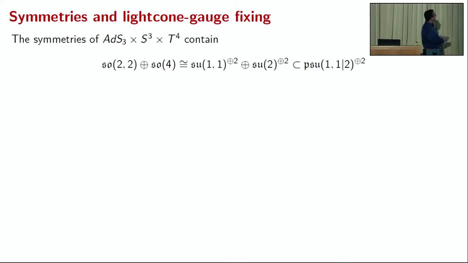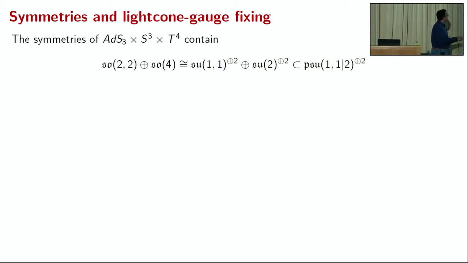Now, first of all, the symmetries. The bosonic symmetry of AdS3 is SO(2,2). The bosonic symmetry of S3 is SO(4). And in fact, SO(4) splits as SU(2) cross SU(2), as you know very well. And so, in fact, does SO(2,2), just with a different real form.